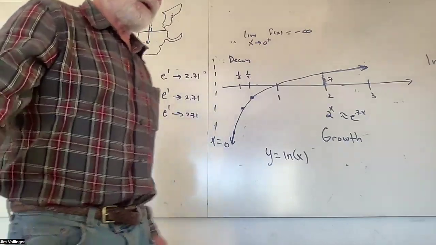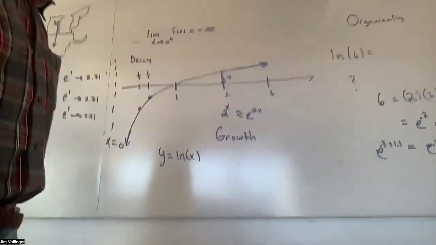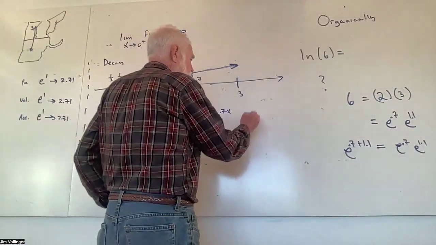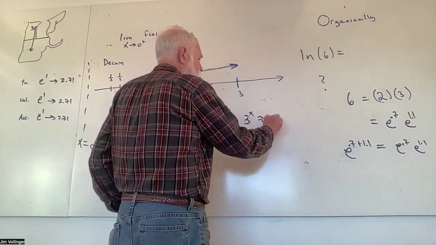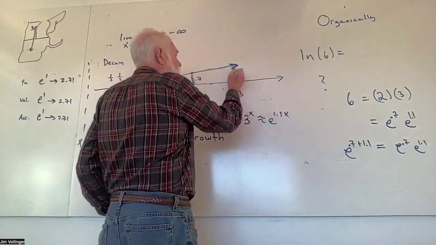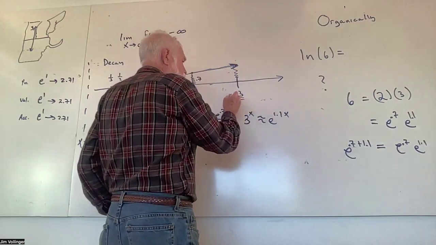Good. All right, so if I wanted to know what 3 to the x was in E notation, if I could write it in E notation, what would it be? 3 to the x would approximately be e to the 1.1x. Right, because that's the y value at x equals 3.